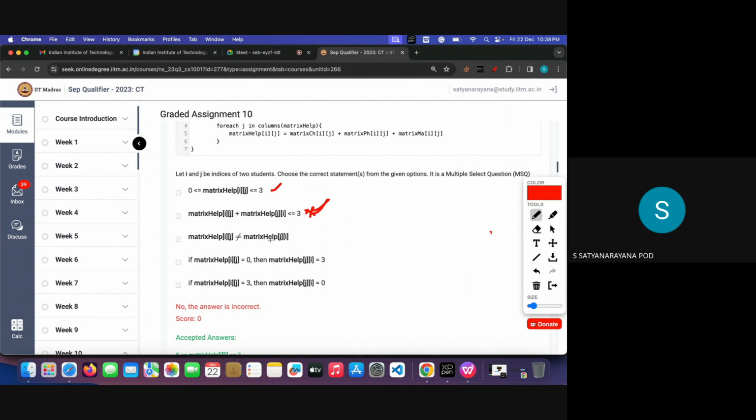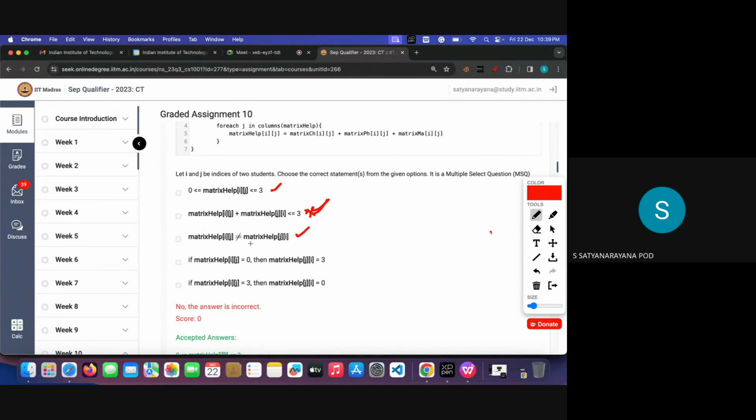So Ij not equal to Ji. You are taking the ith student helping the jth student, and the jth student helping the ith student. So is it true or false? It's true, no? It can be. They did not give equal to, they are giving not equal to. So in some cases it can also be equal. Suppose I is helping J in maths and J is helping I in physics, then both of them are having 1-1, equal value.